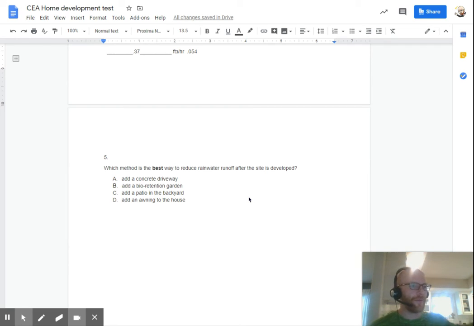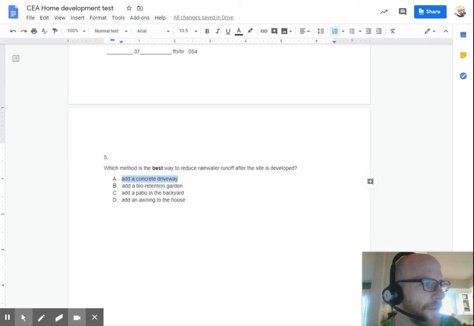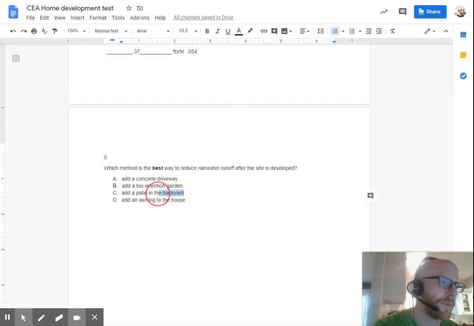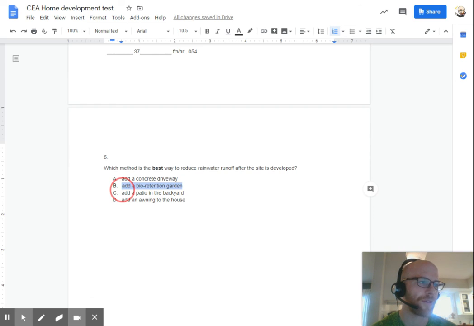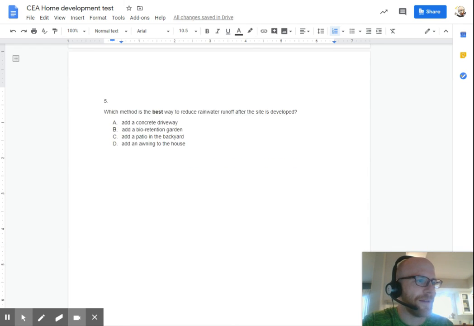Okay, so the best method to reduce runoff in this situation is add a concrete driveway? No, because that would actually be increasing runoff. Add a patio in the backyard? No, that's probably increasing runoff as well. And add an awning to the house? That's increasing runoff. So the only one that's decreasing runoff at all is to buy a retention garden. So garden, that's going to be the option right here, B.